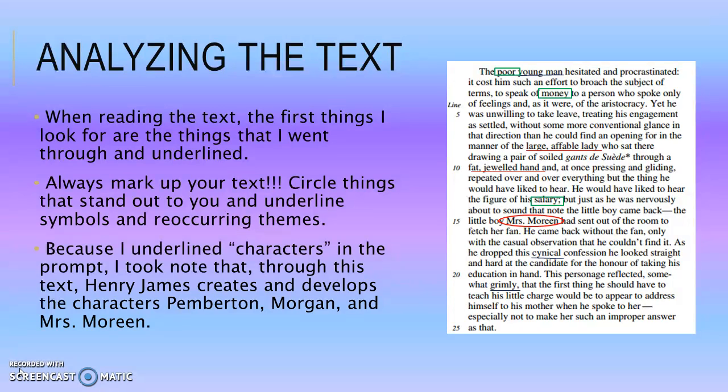And underlined in red are describing words to depict Mrs. Moreen. And underlined in blue, it's kind of hard to see, talks about Pemberton. Just by going through and doing this, you can already see that Pemberton is poor, Mrs. Moreen is rich, and there's going to be that theme of poor versus rich and money coming into play. So that's definitely a really good thing to do to help you with your analysis.